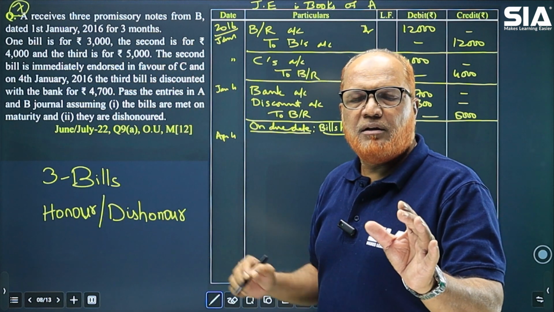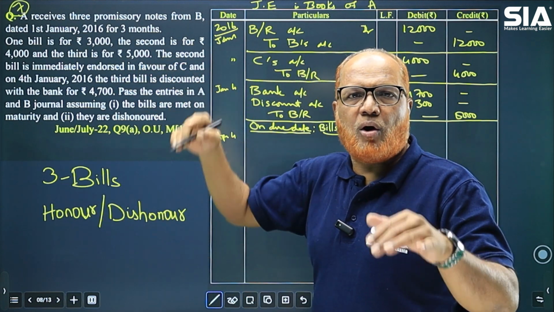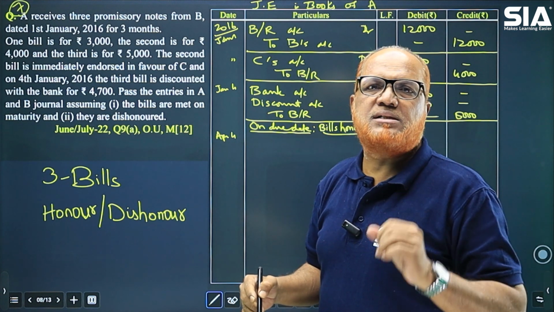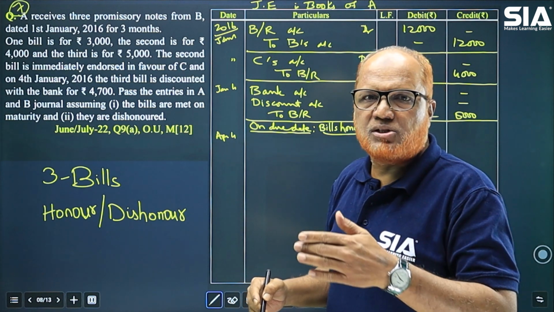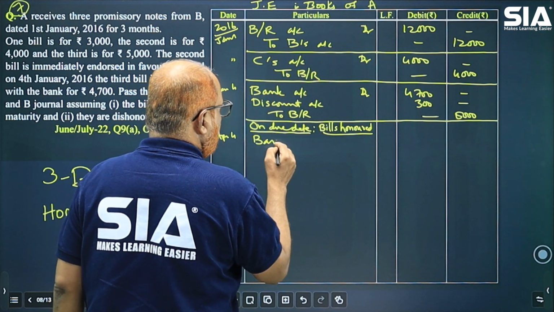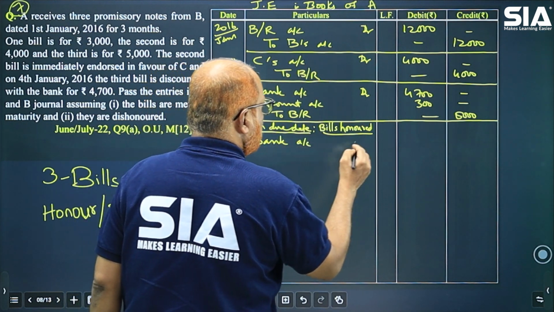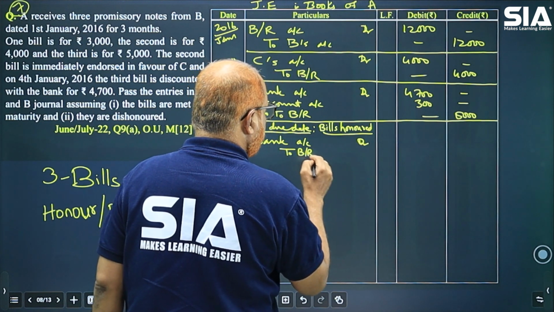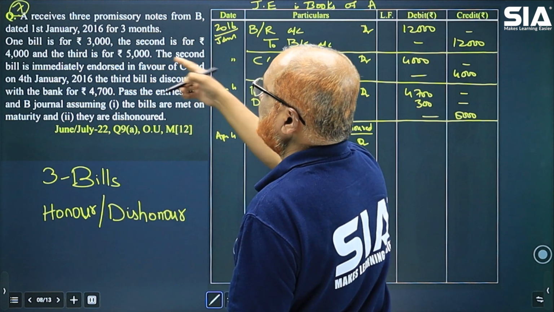The first bill he has kept with himself and honored. So entry will be bank account debtor to bills receivable. Bills receivable is going. So bank account debtor to bills receivable. How much is the amount of the first bill? 3,000.